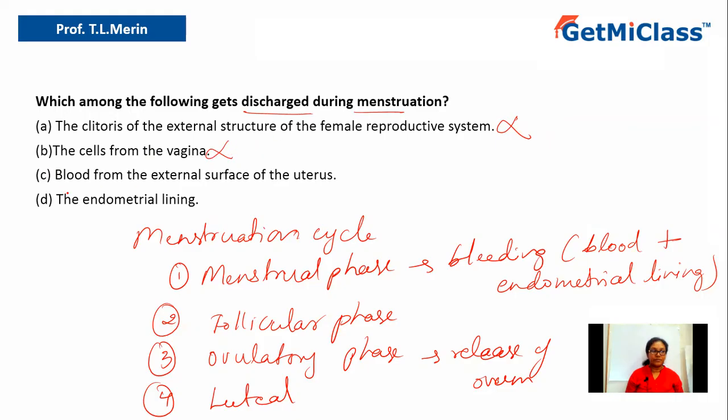Now option C says blood from the external surface of the uterus. Of course, blood comes from the internal surface, that is from the blood capillaries which are present in the endometrium, but not from the external surface. Hence it is ruled out. So the correct statement will be, you can say, the endometrial lining is the one which gets discharged during menstruation. That's what we have discussed already. Hence option D is the correct answer.